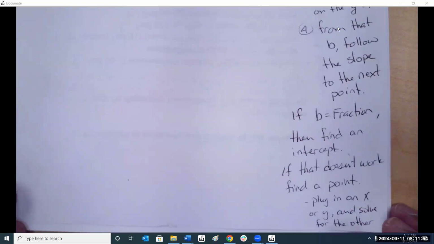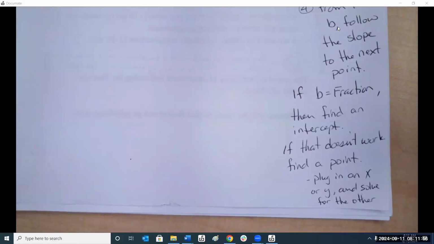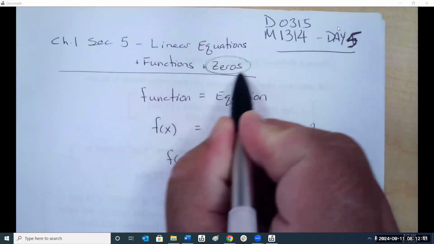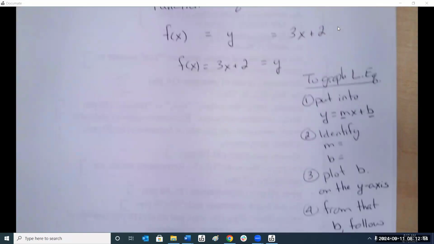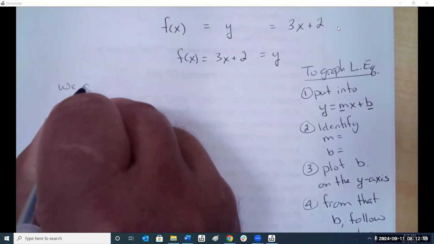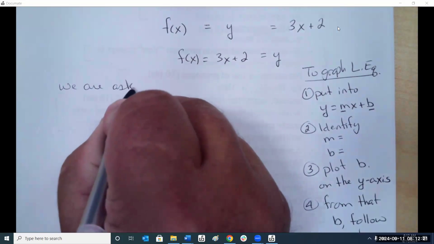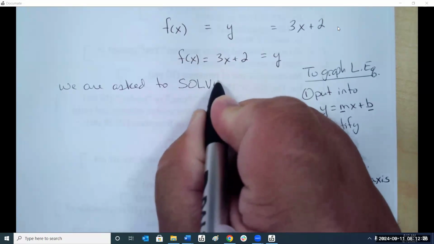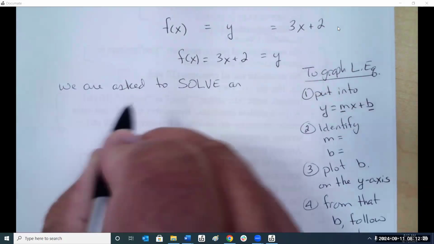Now, we're going to go a little bit further because this next concept will take us through the rest of the course. The concept of zeros. We are asked to solve an equation.